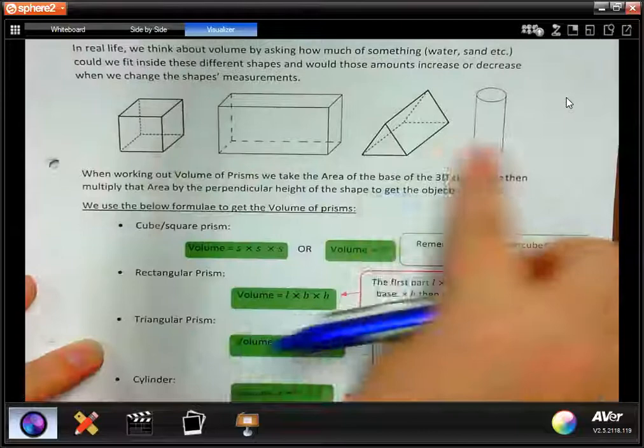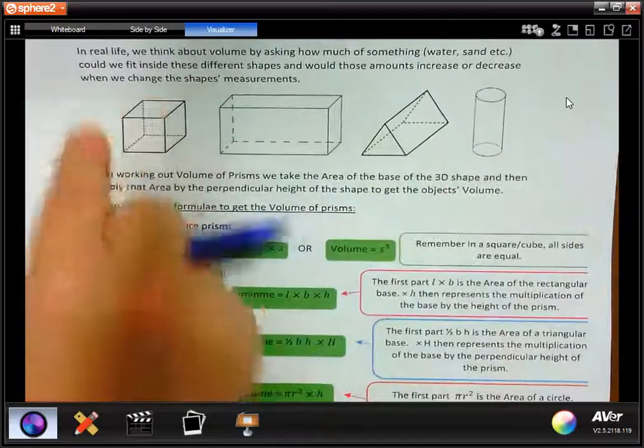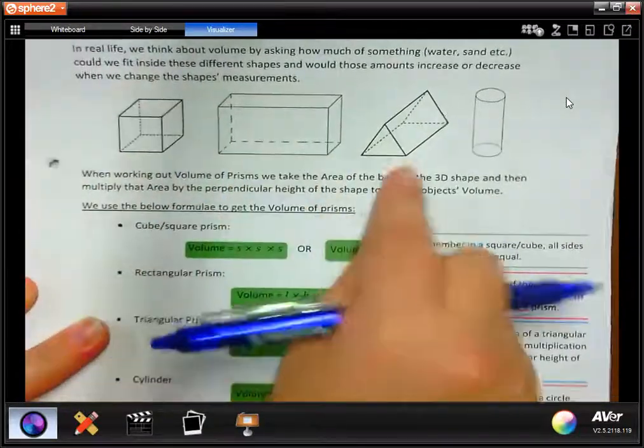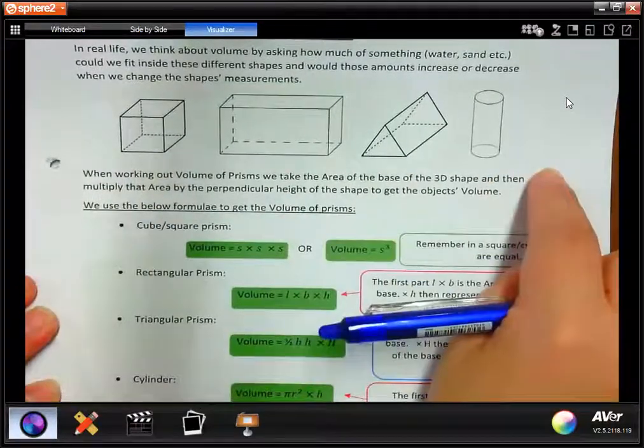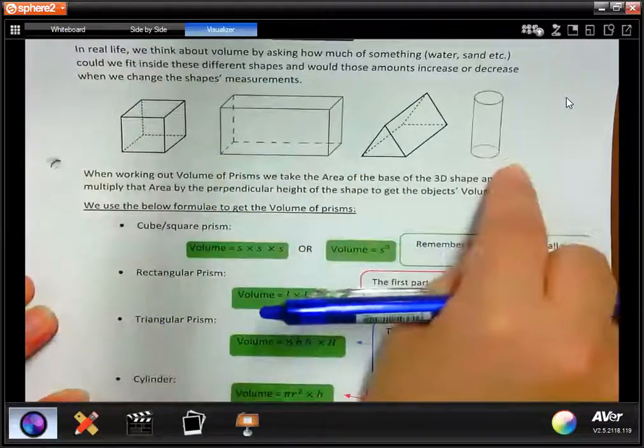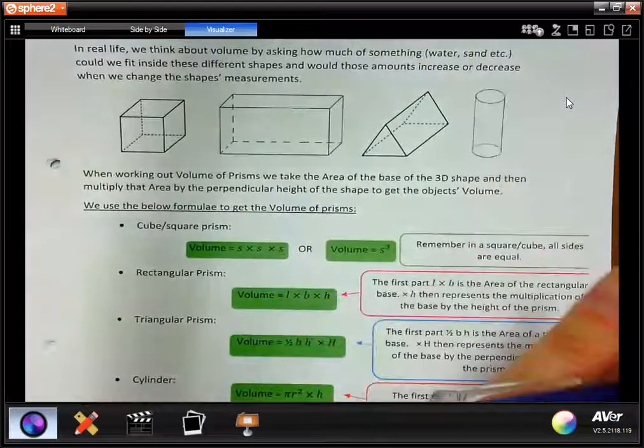Now they have all the different prisms here that we need to work with. That is a cube, that's a rectangular prism, that's a triangular prism, and that is a cylinder. All right, those are the four that we've worked with so far. We've done the total surface area of all four of these. Now we need to do the volume.